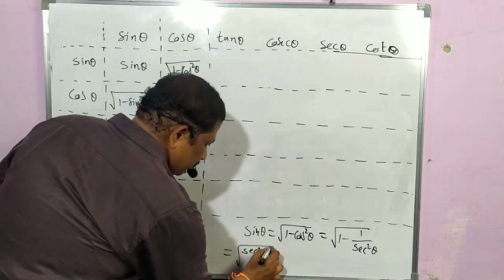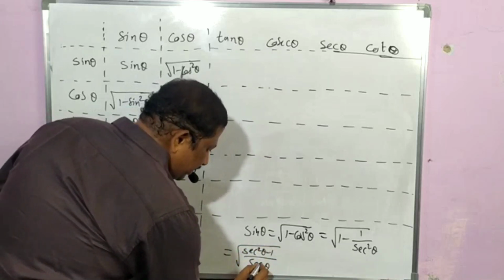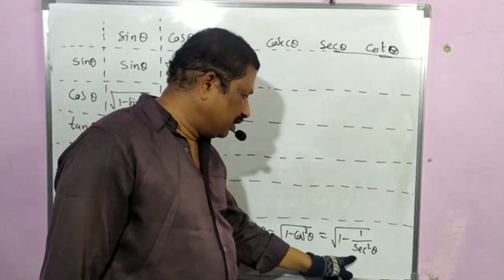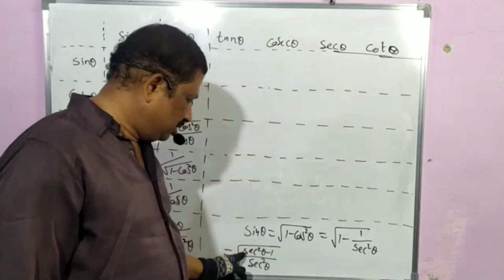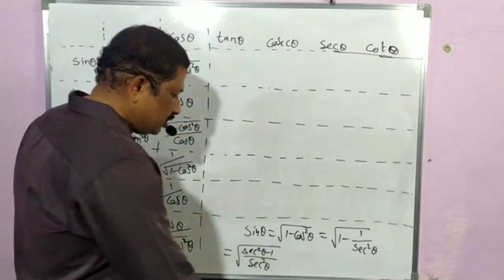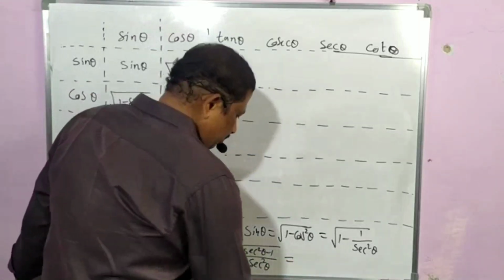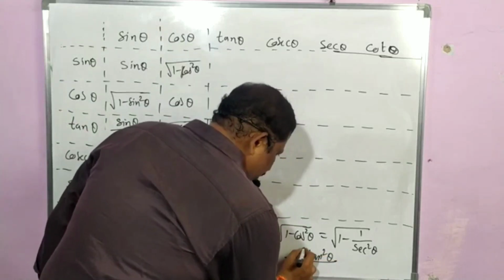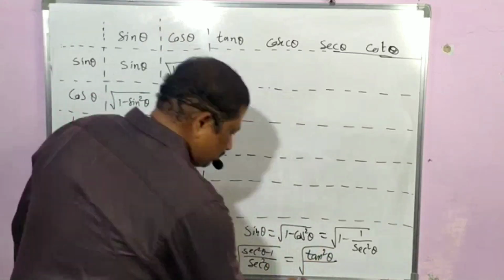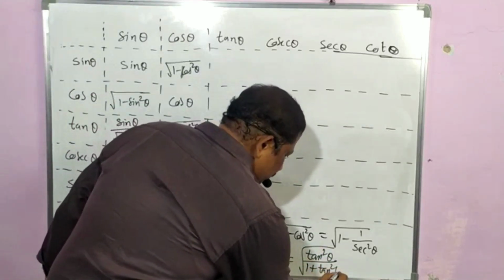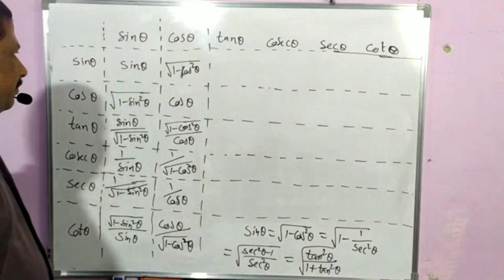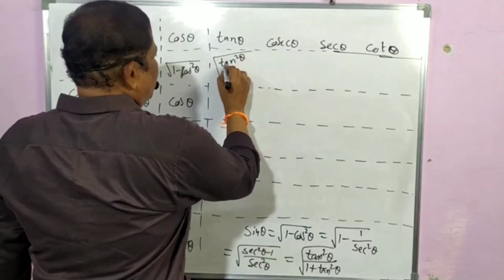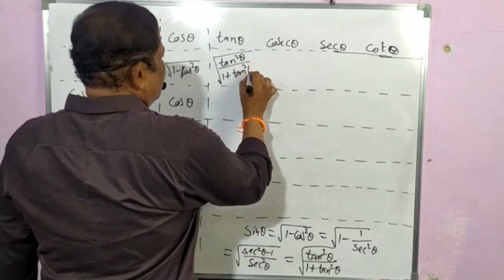Secant square theta minus 1 by secant theta, if you take LCM, secant square theta, under root secant square theta minus 1 by secant square theta. If you cross multiply, 1 is secant square theta minus 1 by secant square theta. So secant square theta minus 1 is nothing but tan square theta. Again here secant square theta is equal to 1 plus tan square theta. So this is sine in terms of tan. That is under root tan square theta by 1 plus tan square theta.